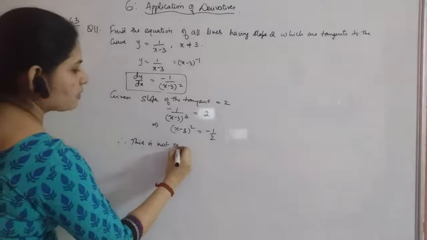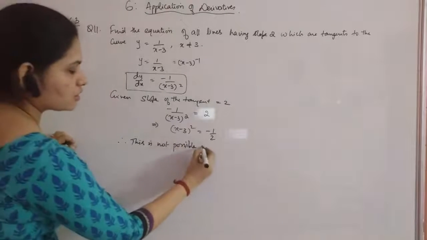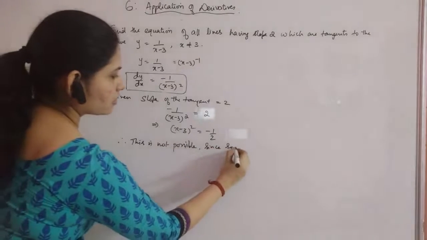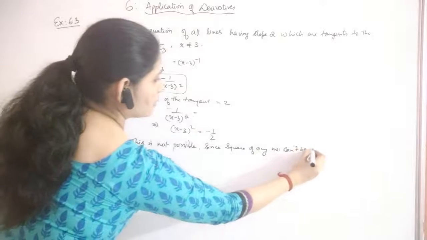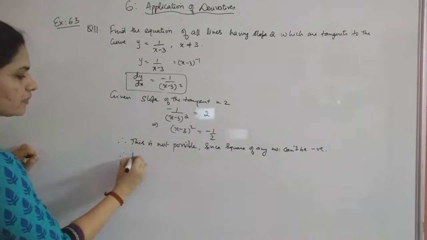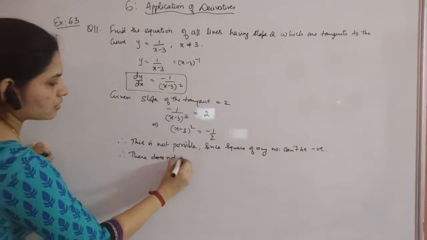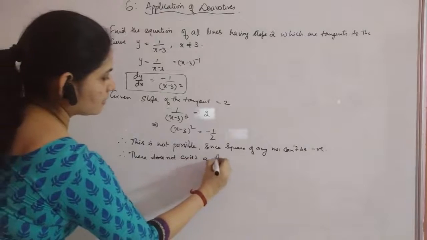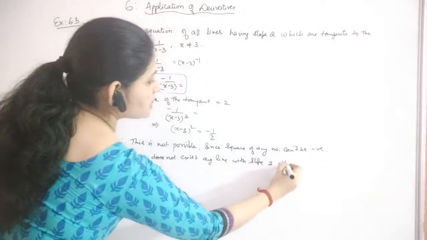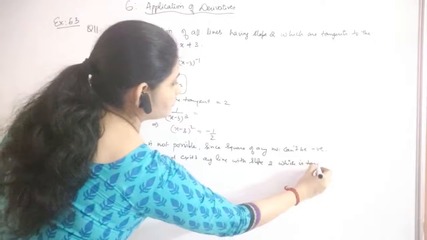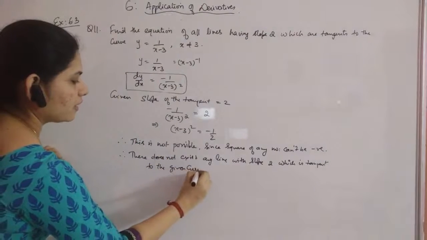This is not possible because the square of any number cannot be negative. Therefore, there does not exist any line with slope 2 which is tangent to the given curve. Okay, understood why?